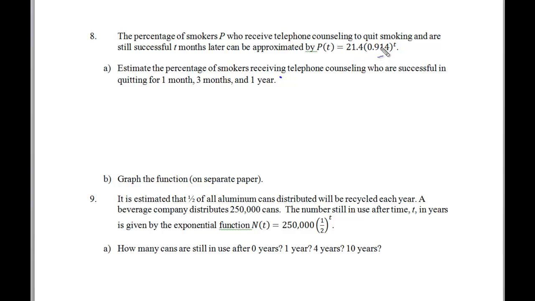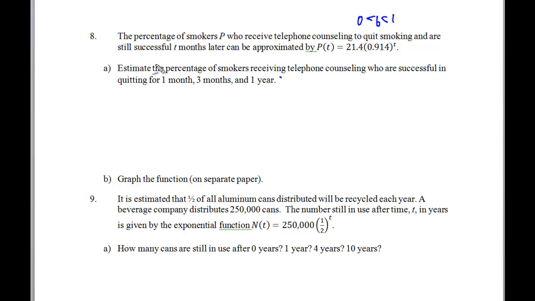Now this is the success rate. You'll notice that this is decay because our B value is between 0 and 1, and a number between 0 and 1 is 0.91. What this means is that there's approximately a 9%, or 8.6%, failure rate in this group. So not 100% are sticking with the idea to quit smoking.